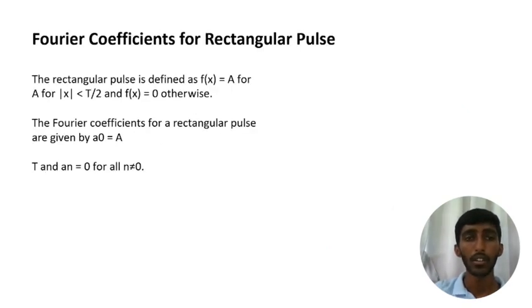Fourier coefficient for rectangular pulse. The rectangular pulse is defined as f of x is equal to A for mod x less than T by 2 and f of x is equal to 0 otherwise. The Fourier coefficients for a rectangular pulse are given by a 0 is equal to A.